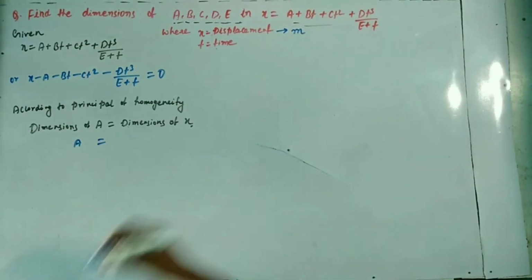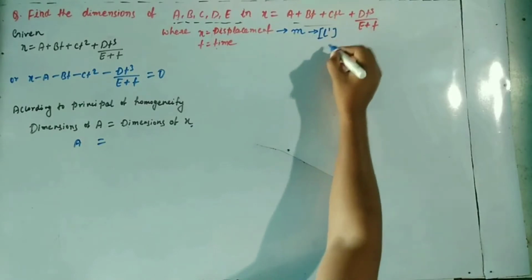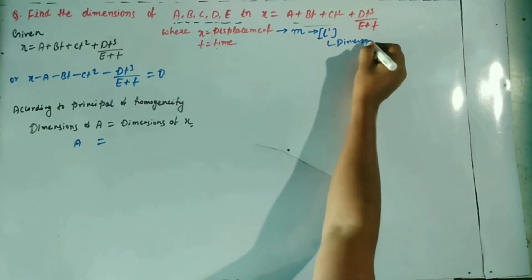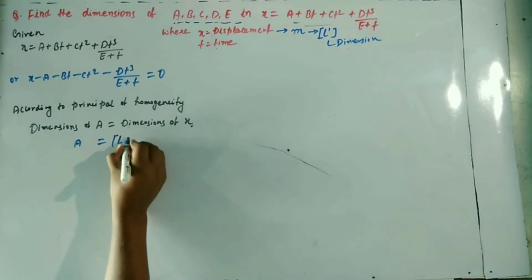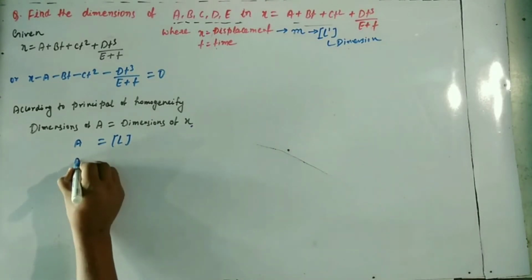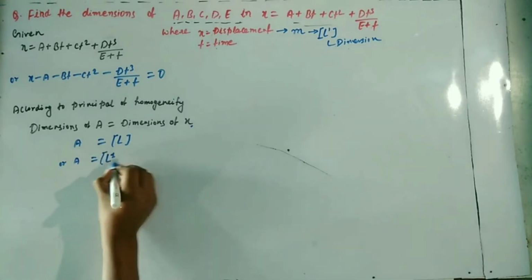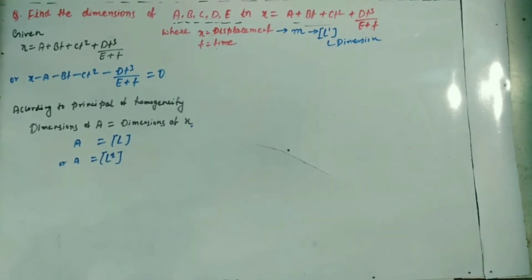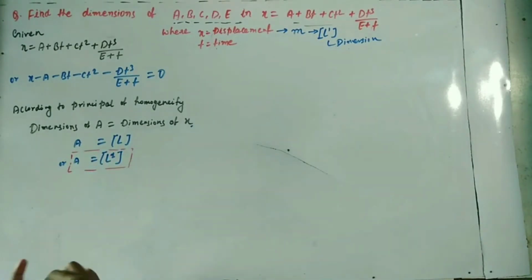So we have to find the value of A. Here x equals displacement, and the dimension formula of displacement is L power 1. So A equals L. The dimensions of A will be L power 1, or you can say L. So we found the dimensions of A is L power 1.